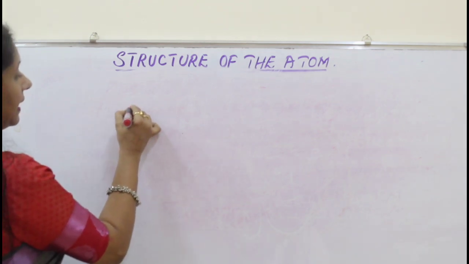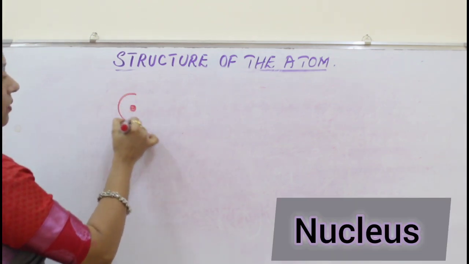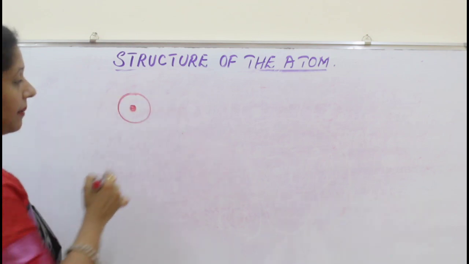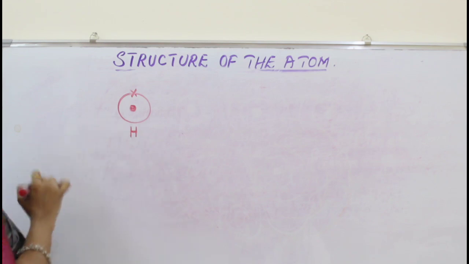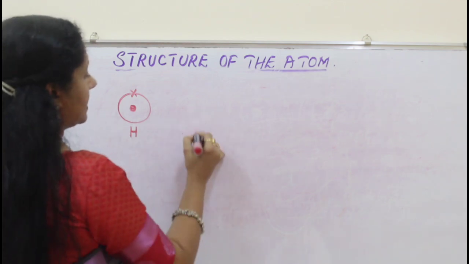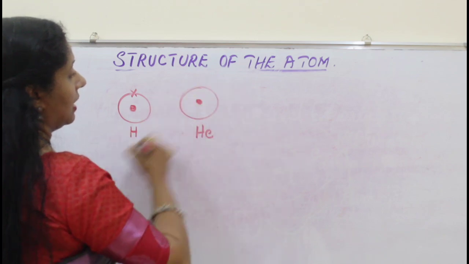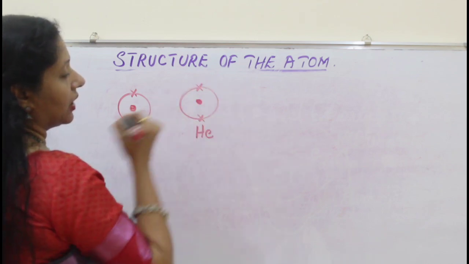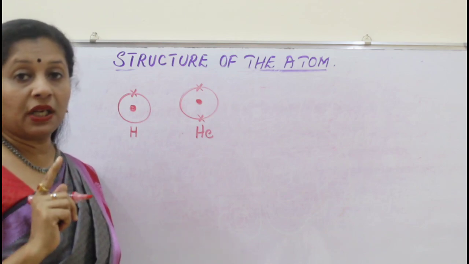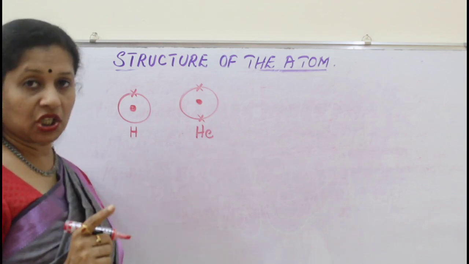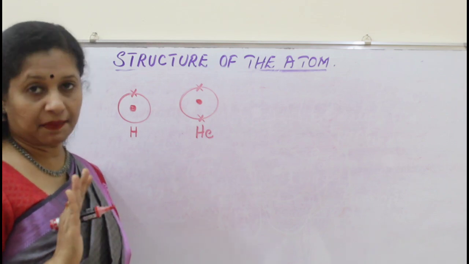So first is hydrogen. Hydrogen has only one electron. So this is the atom. Around the atom there is the first orbit, K. In that one electron is there. So hydrogen has only one electron, that is in the K shell. Next is helium. Helium also has the atom and the K shell. The K shell can have 2 electrons because helium has 2 electrons. But how many can the K shell have? Only 2. So the maximum is filled.